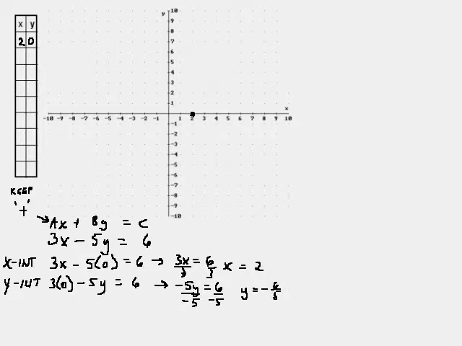Now that's kind of hard to graph in that form, so let's go ahead and change that into a mixed number. Dividing bottom into top, we get negative 1 with 1 left over, 1/5. So when x is 0, the y-intercept, where the line will cross y, is negative 1 and 1/5. So let's plot that point next here.